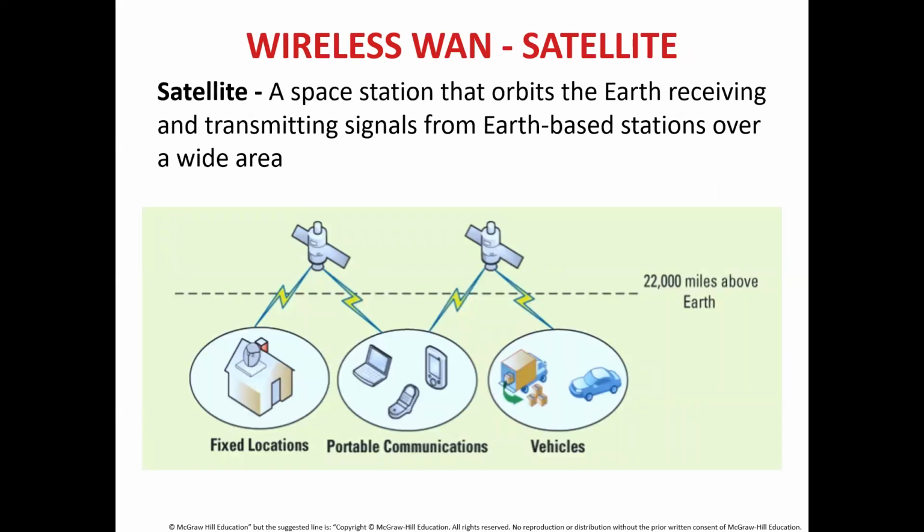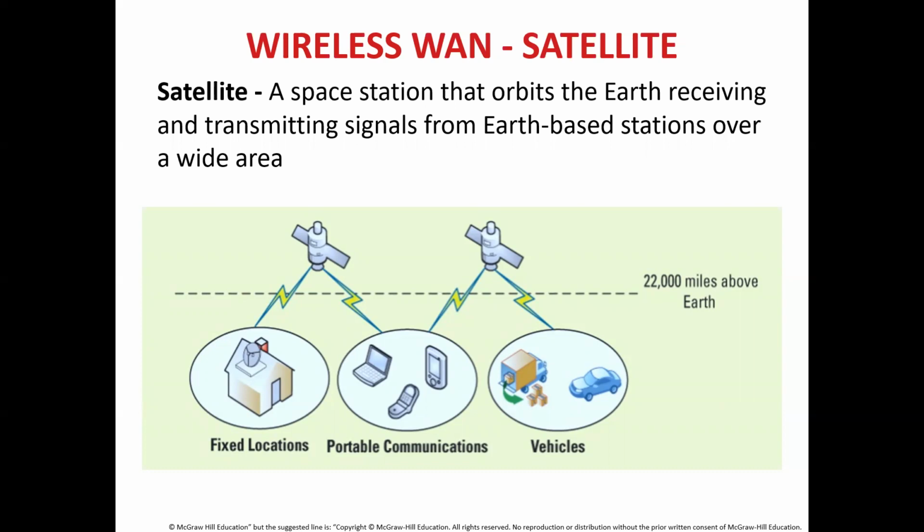Wireless WAN, satellite. Satellite communication is also used for wireless WAN. Satellite has a space station that orbits the Earth, receiving and transmitting signals from Earth-based stations over a wide area. A satellite has an uplink to upload data from a base station to the satellite and a downlink for downloading data from the satellite to a base station.